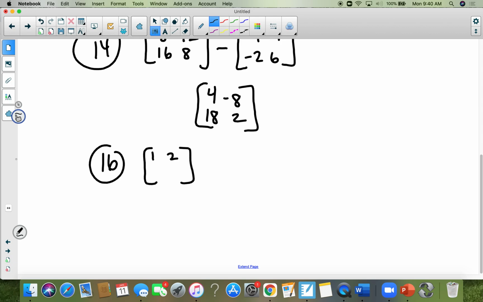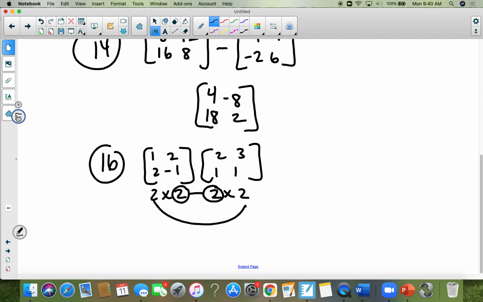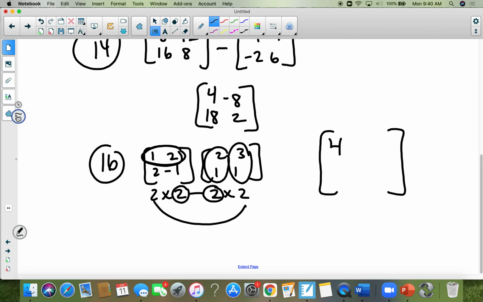1 and 2, 2 and negative 1, 2, 3, 1 and 1. This is a 2 by 2, this is a 2 by 2. Yes, you can multiply them together because those are equal, and you make a 2 by 2. Row by column. 2 plus 2 ends up being 4. And then I do row by this column. So 3 plus 2 is 5.